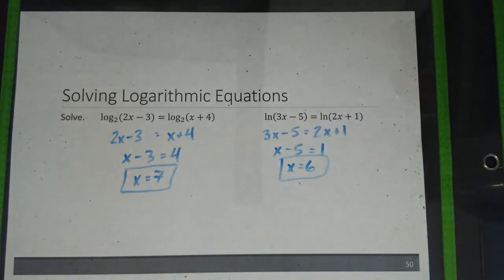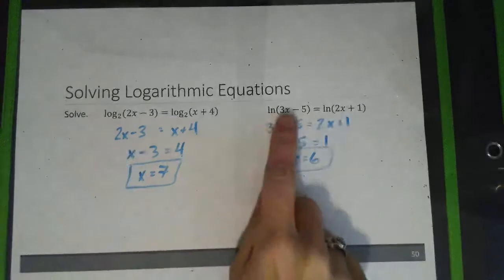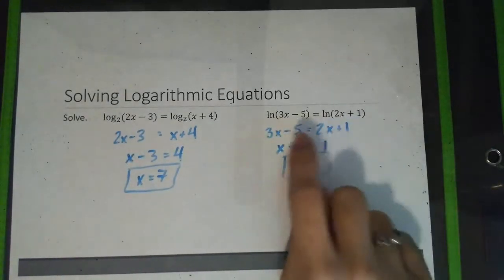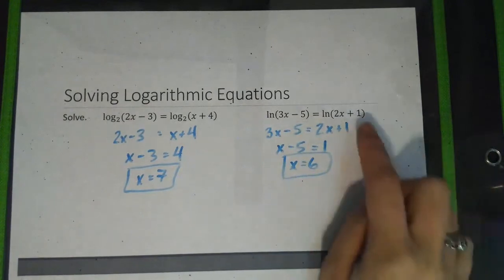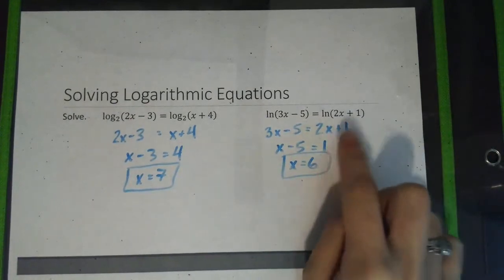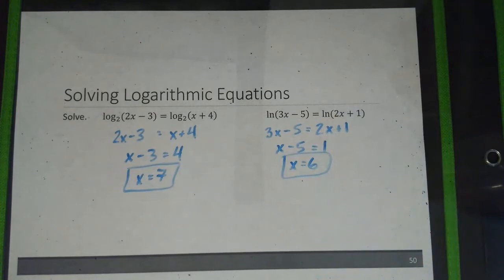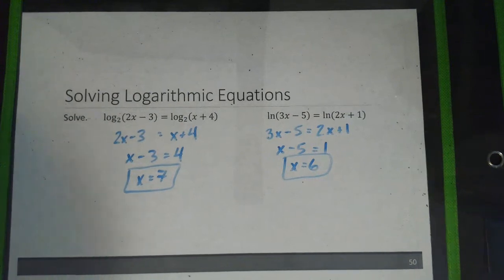Plug it in and make sure we get the same thing on both sides. 3 times 6 is 18. 18 minus 5 is 13. I have the natural log of 13. Over here, I have 2 times 6 is 12. 12 plus 1 is 13. I have the natural log of 13. The natural log of 13 is indeed equal to the natural log of 13. Cool.